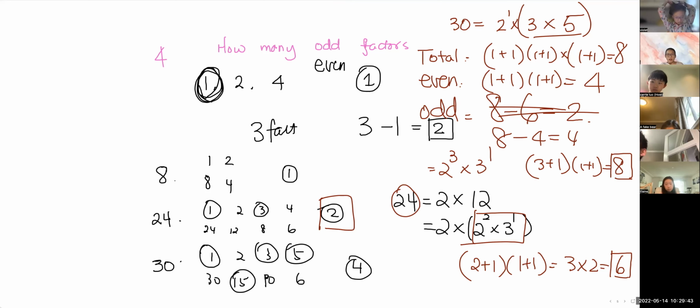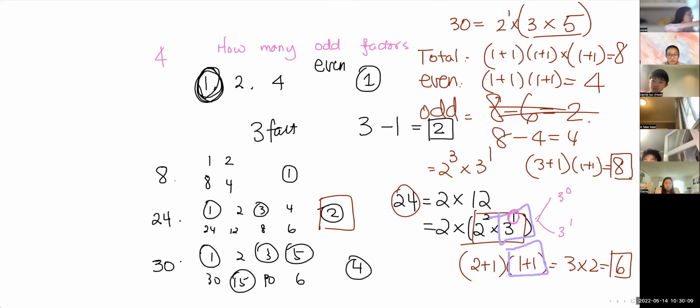How come this part over here would go to this part? Oh, because that's the same thing. We need to calculate the number of even factors. So we just think about it like this: for the 3 to the power 1, we could have 3 to the power 0 or 3 to the power 1, right?